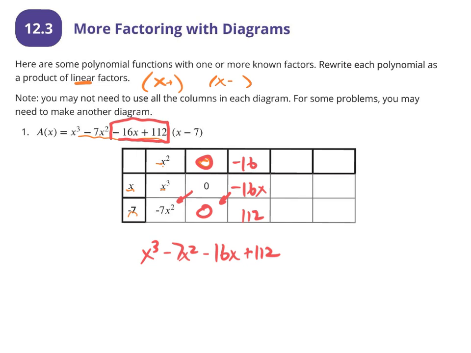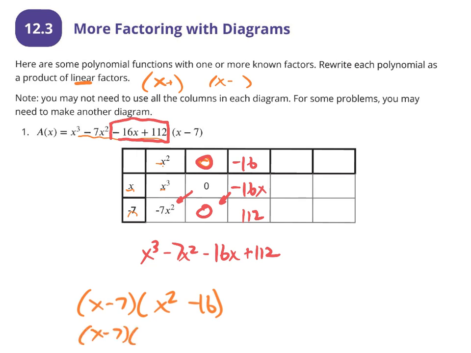So that means that we have our factors. We have x minus 7 and x squared minus 16. Now the next step is to make these linear. So this must be broken down.